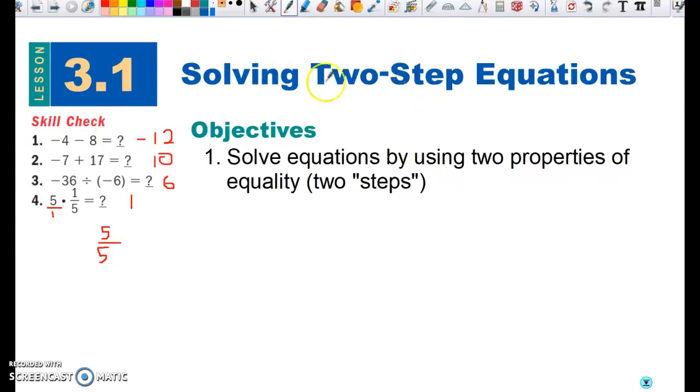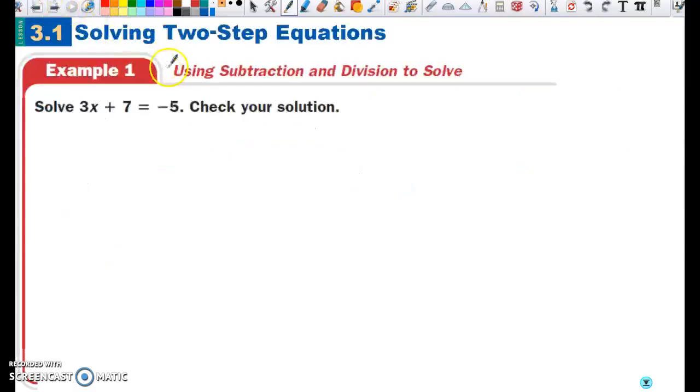So our goal today in this lesson, section 3.1, is to solve two-step equations, which is exactly what it sounds like. You're going to take 2 steps to solve them. You're going to use 2 different properties. So you might add and multiply, or subtract and divide, or some other combination of the two.